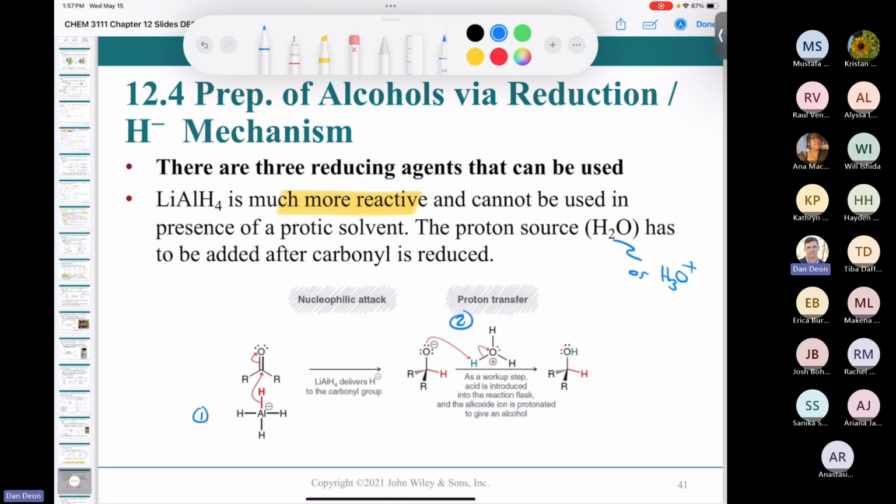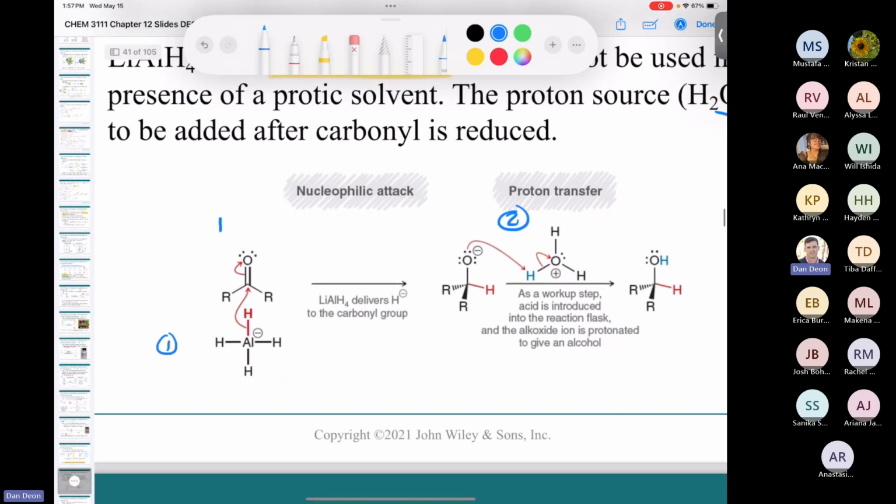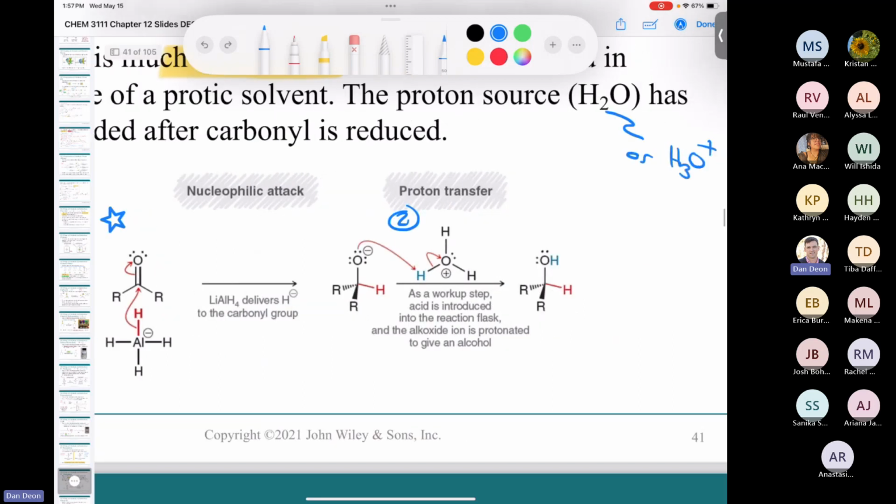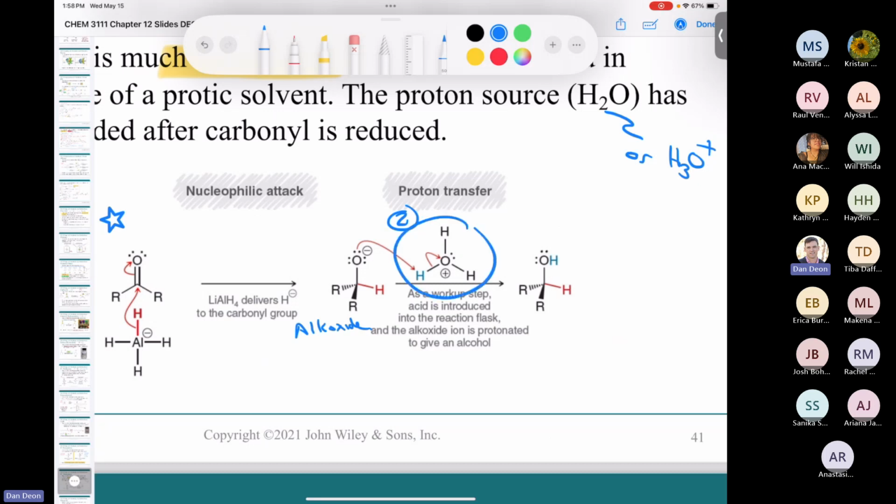So let's take a look at the mechanism. This is a mechanism I expect you to know. If you're looking at it and saying, well, this looks pretty darn similar, all I'd have to do is put a boron in here and it would be the same thing as what we saw before, you're right. It is essentially identical. The aluminum hydride serves as a delivery agent for the hydride ion, and you form an alkoxide. So this is your alkoxide here. And then you do a proton transfer with either water or aqueous acid. Here they've shown H3O+, and you protonate and you're done.